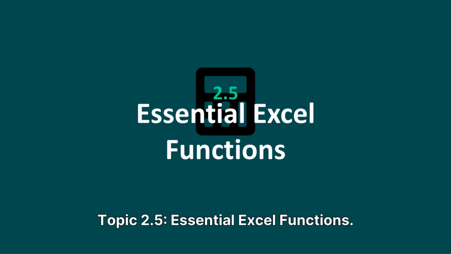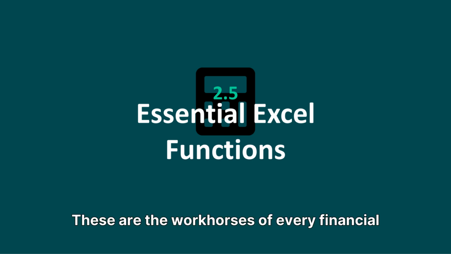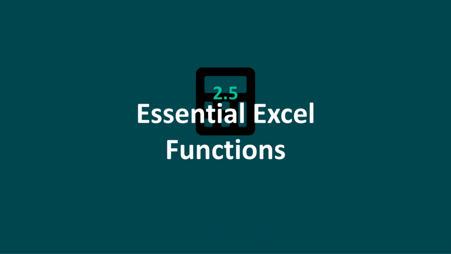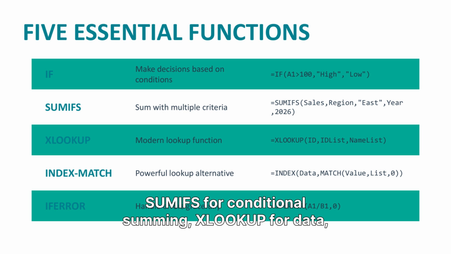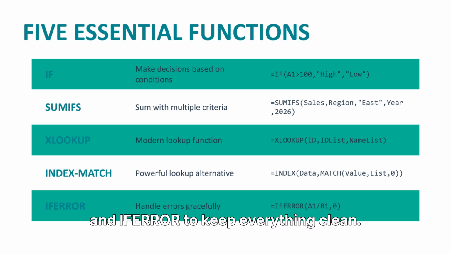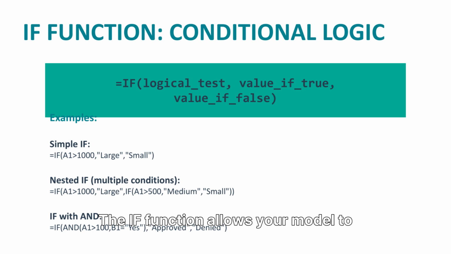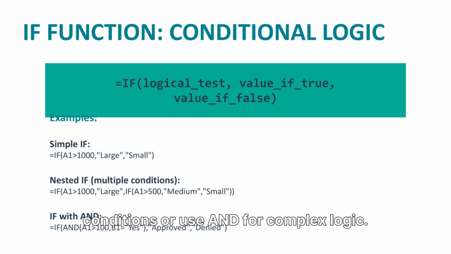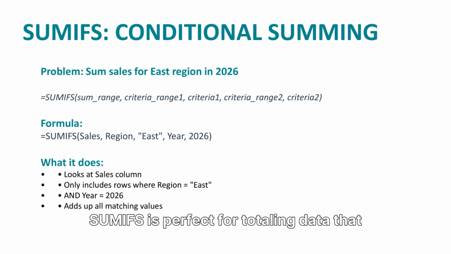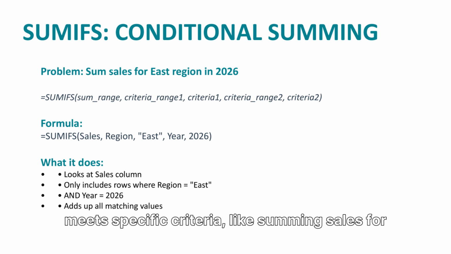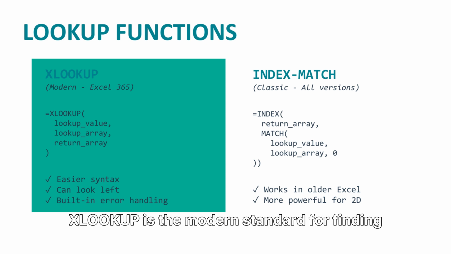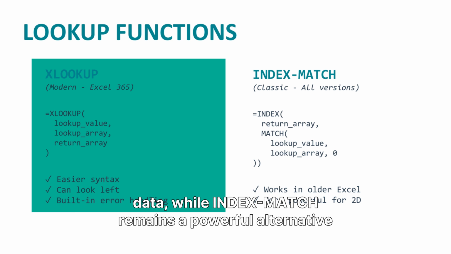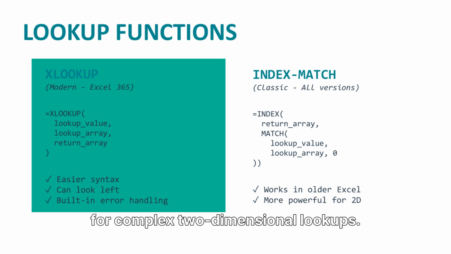Topic 2.5, Essential Excel Functions. These are the workhorses of every financial model you'll ever build. Our big 5 are IF for logic, SUMIFS for conditional summing, lookup for data, and IFERROR to keep everything clean. The IF function allows your model to make decisions. You can even nest them for multiple conditions or use AND for complex logic. SUMIFS is perfect for totaling data that meets specific criteria, like summing sales for a specific region and year. Lookup is the modern standard for finding data, while INDEX MATCH remains a powerful alternative for complex two-dimensional lookups.